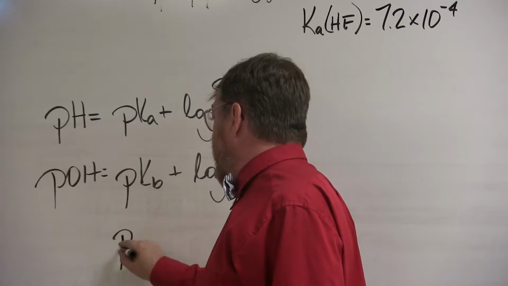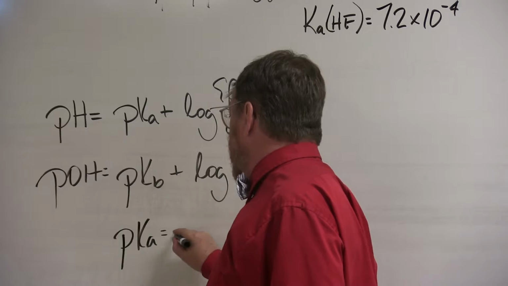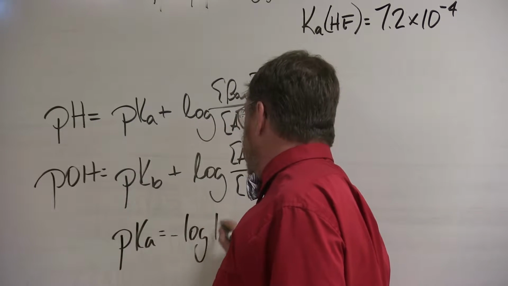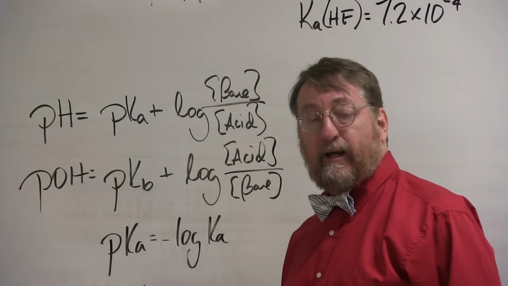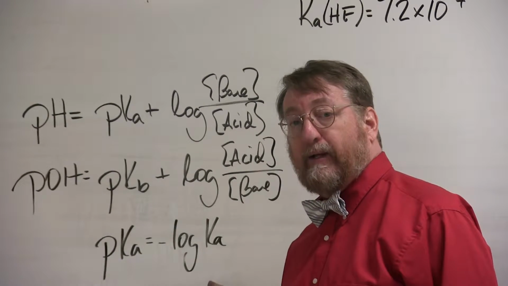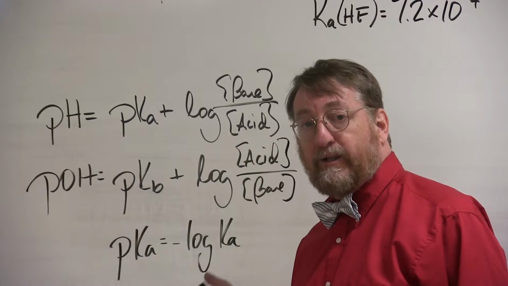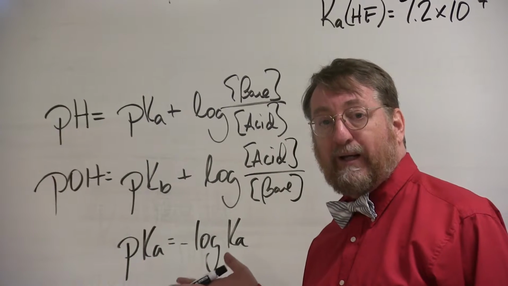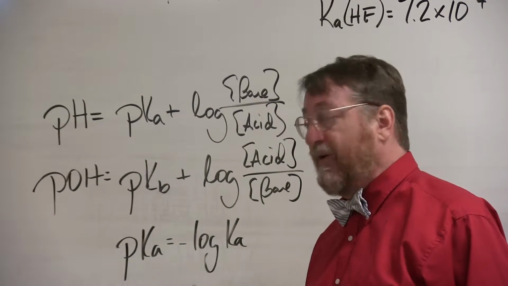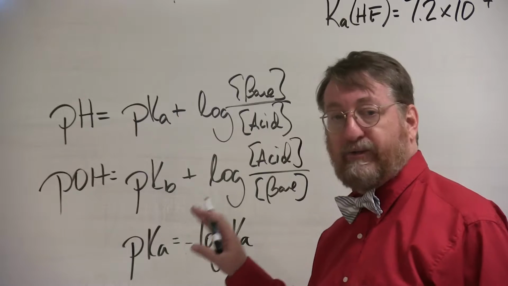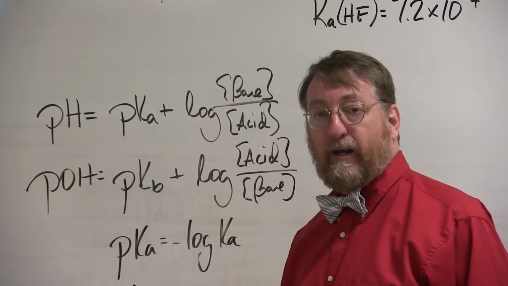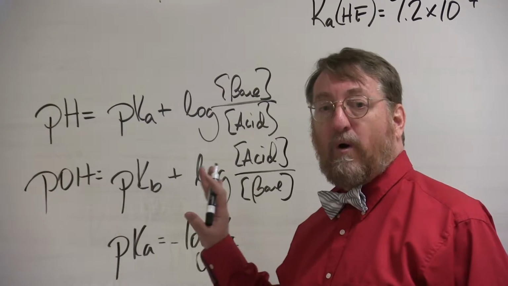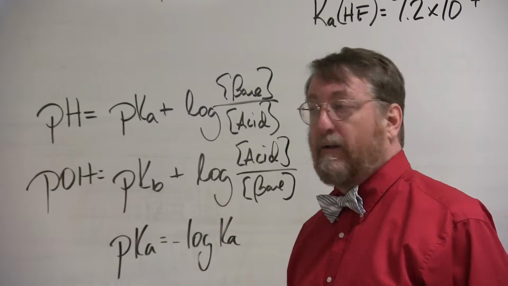You might say, well, what is the pKa? pKa is negative log of the Ka. Nice thing about the pKa is it is the pH if the conjugate acid-base pair concentrations are equal. So if we have equal concentration of a conjugate acid-base pair, the pH is always equal to the pKa, and the pOH is always equal to the pKb.